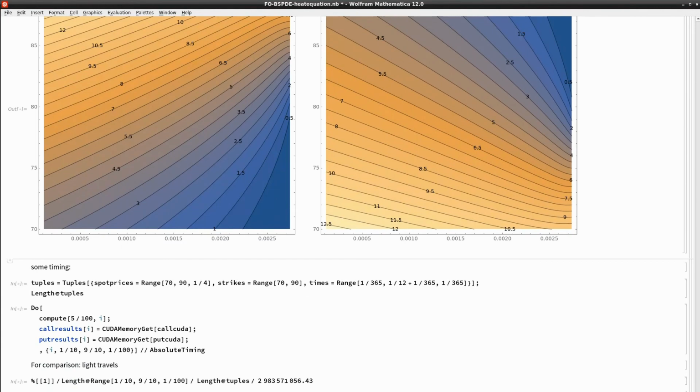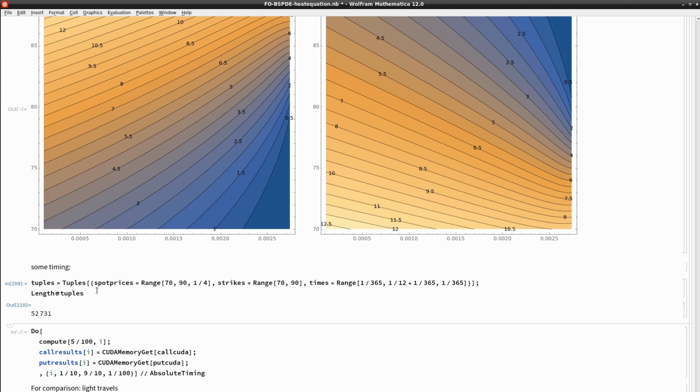So now let's specifically do a timing result, because I want to show you just how fast these formulas are when we are using CUDA. So let's generate a lot of tuples again. So we're going from $70 to $90 in steps of 25 cents. We're going from $90 to $70 in terms of the strikes. And time-wise, we go from 1 day to 1 month in steps of 1 day. So this would be 53,000 tuples or 106,000 options.